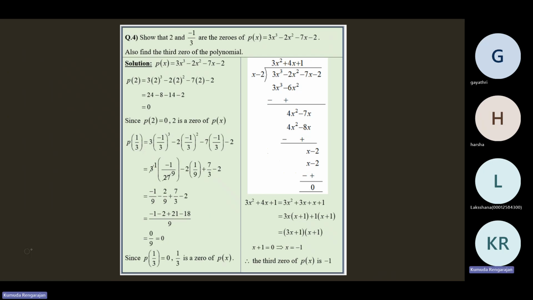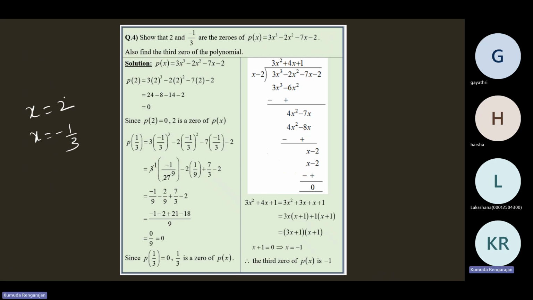So we showed that 2 and minus 1 by 3 are the zeros of P of x. Next, you must find the third zero. Because we know it has 3 zeros. So now we should find the third zero. For that, you should perform the long division. So divide the polynomial P of x by any one factor. We have two factors. We have x is equal to 2. Listen to this carefully. We have x is equal to 2. X is equal to minus 1 by 3.